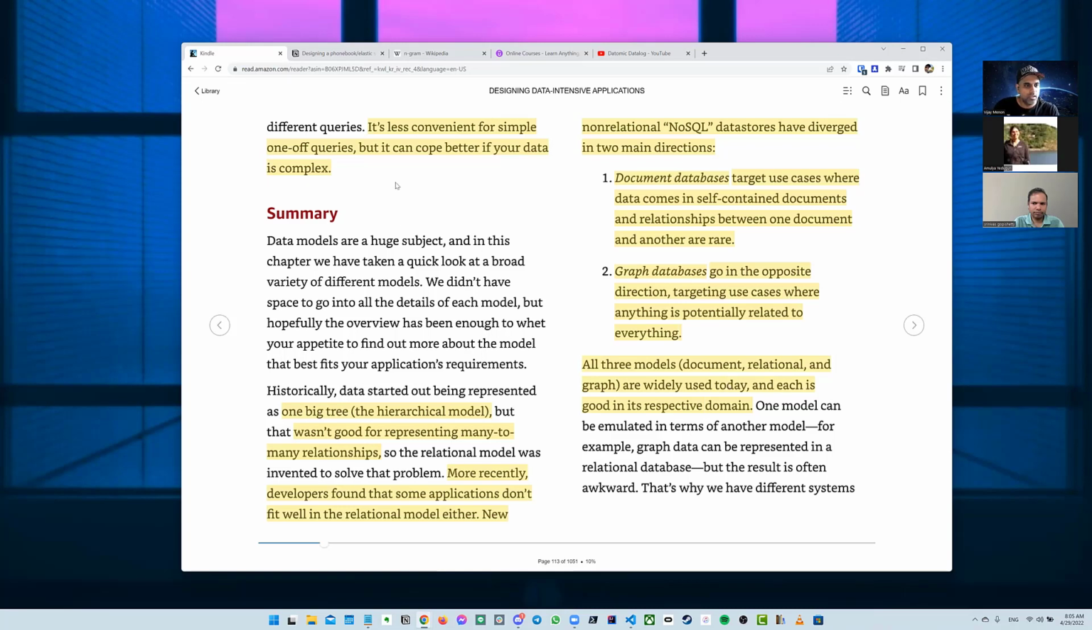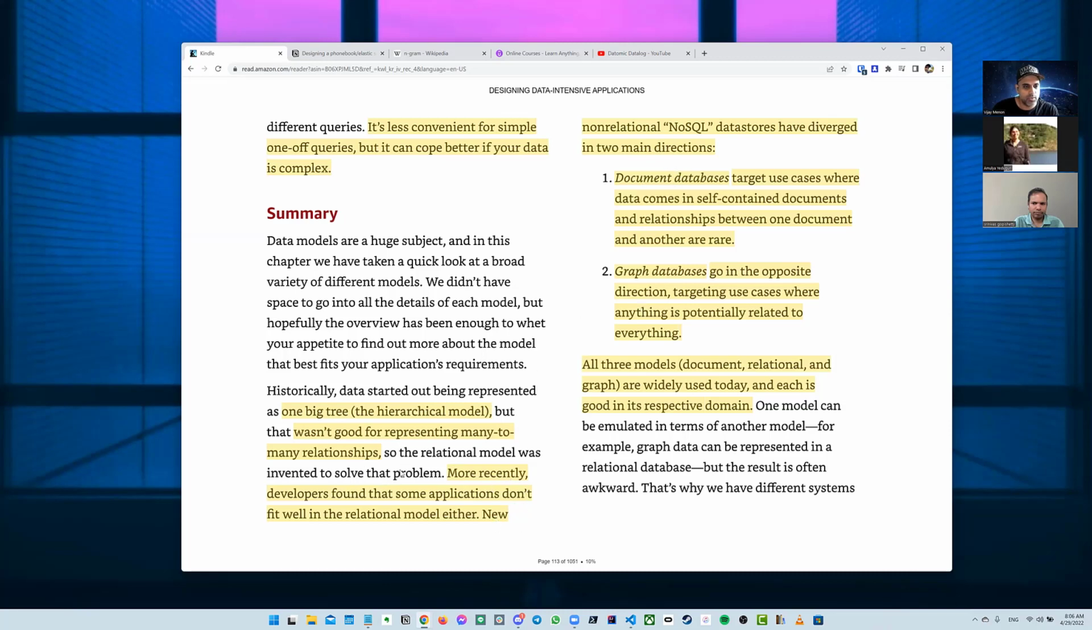Essentially, we got through chapter 2. I put some notes here that data is huge. We started off with a tree, the hierarchical model. So if anybody ever asks you what the hierarchical model is, just think of a tree. But it's not good for representing many-to-many relationships. It's good for one-to-many relationships. So JSON is a really good way of using the hierarchical model.